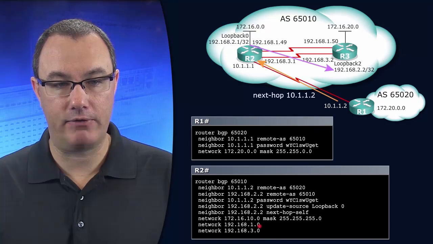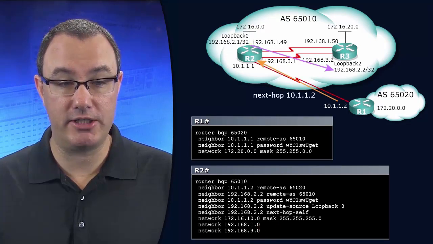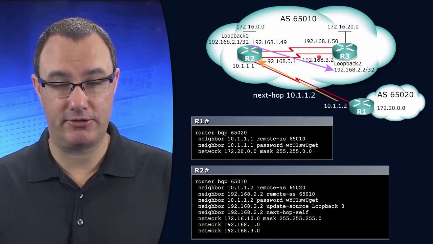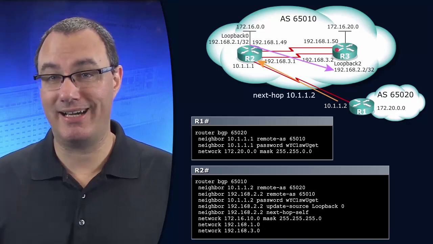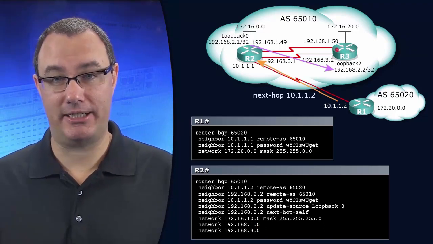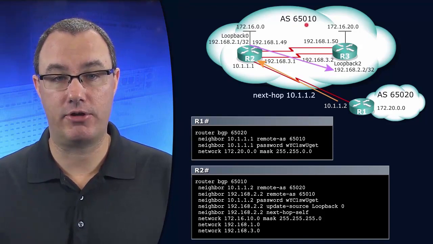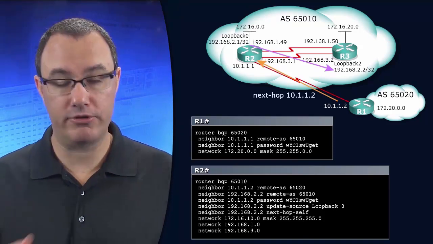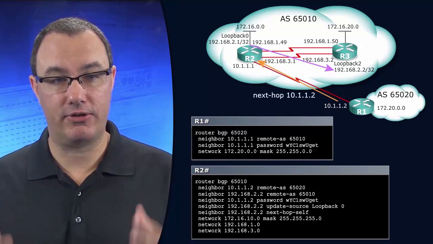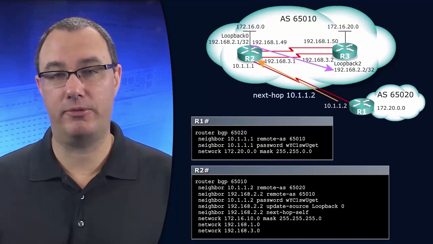Honestly, advertising these networks into BGP shouldn't be necessary because we're going to be reliant on our IGP in order to accomplish routing inside of our autonomous system. But we've just taken a full look at this config, and there's a lot to be learned from it.